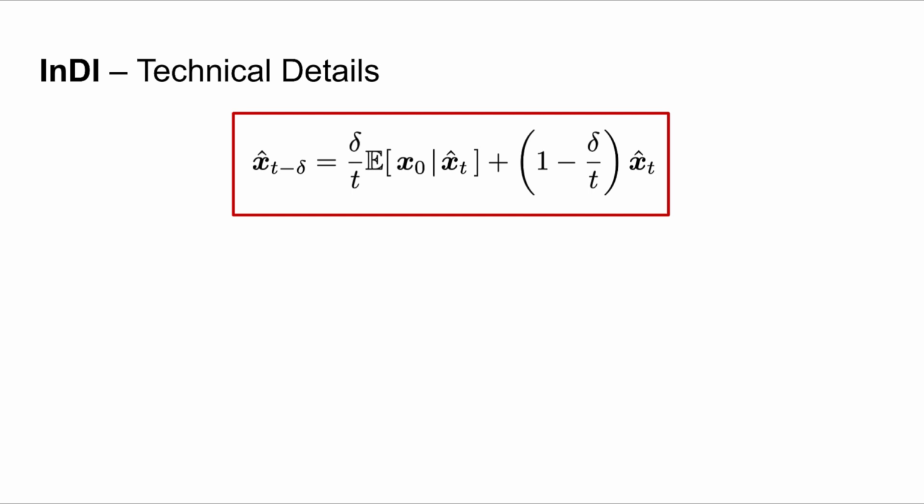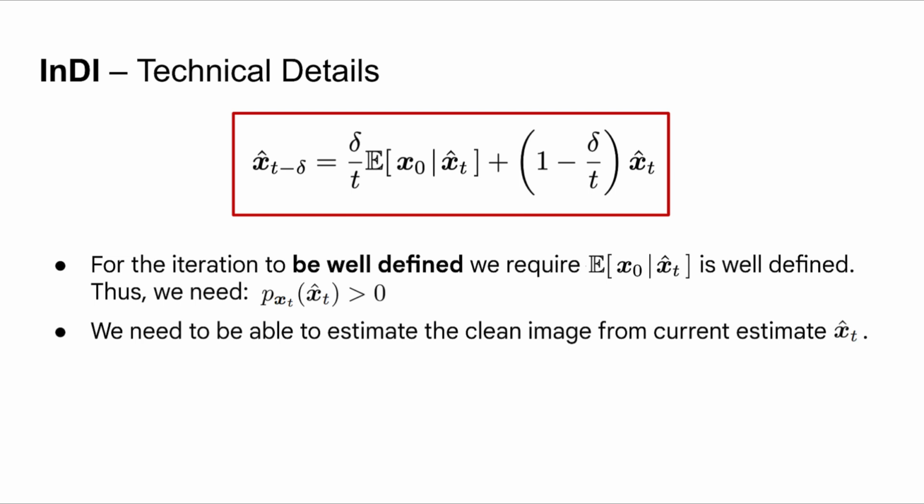Let's dig a little deeper into the technical details. This is the InDI iteration. Given that we have an estimate at time t, we need to compute the MMSE estimate of the clean image from xt, and then do this convex average to get the updated estimate. For the iteration to be well defined, we require to be able to compute the MMSE estimate given our current xt. This implies that no matter what our current estimate is, we should have a non-zero probability density function. This is saying that no matter where we are, we will be able to estimate the clean image.